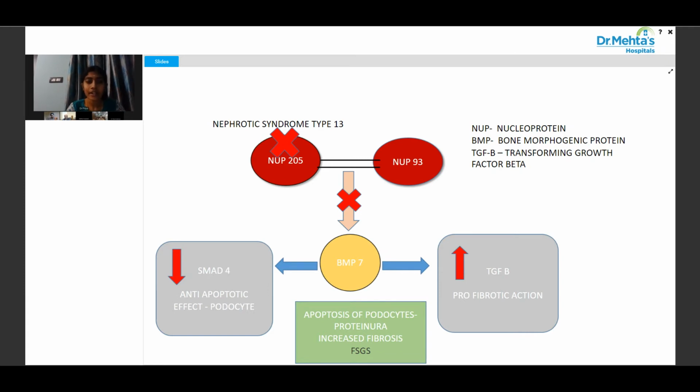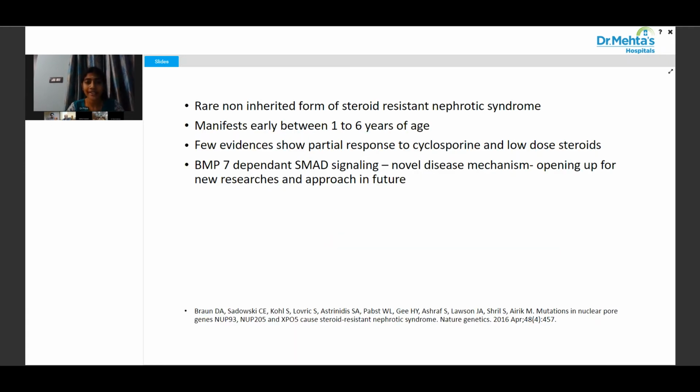This is one of the rare non-inherited forms of steroid-resistant nephrotic syndrome. They usually manifest early, between 1 to 6 years of age. There were few evidences which showed partial response to cyclosporin and low-dose steroids. And this is a very new, novel disease mechanism where the bone morphogenic protein 7-dependent SMAD signaling has a role in nephrotic syndrome, which is opening up new approaches in future for research.